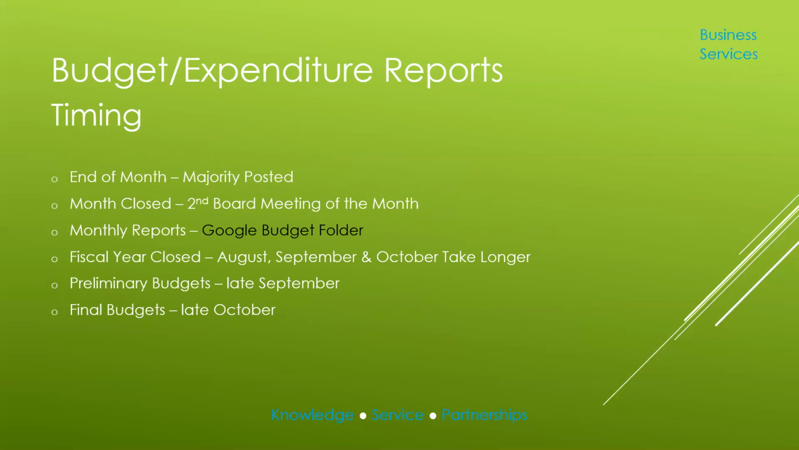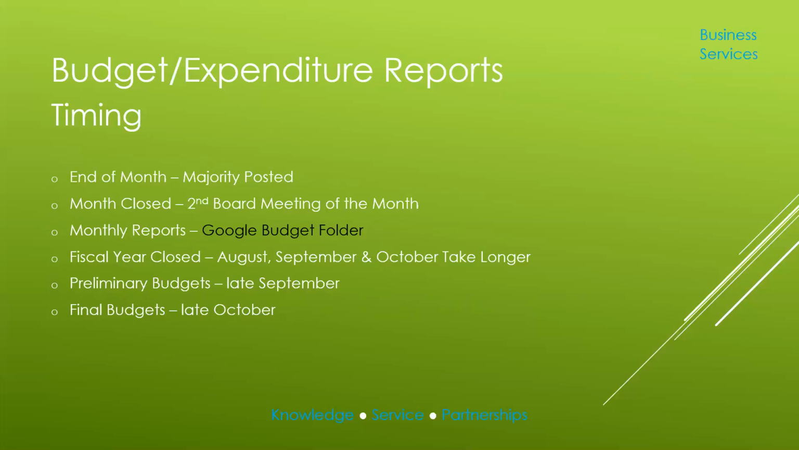You just need to know that you might not have all of the expenditures in until we actually close the month. I don't close the month until the second board meeting of the month. We need time to receive and reconcile the county treasurer's report, process internal and external billings, make corrections, and do budget adjustments. So monthly reports are posted to your Google Budget folder.